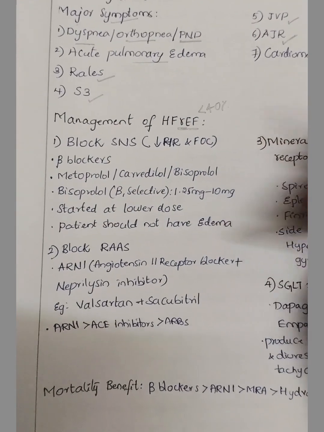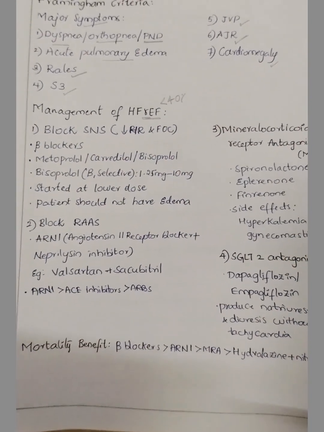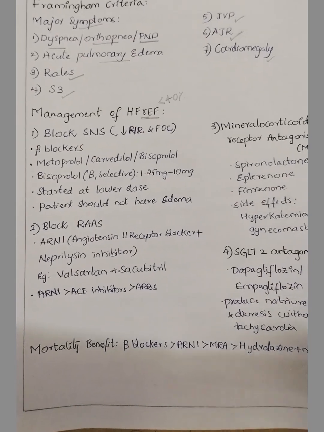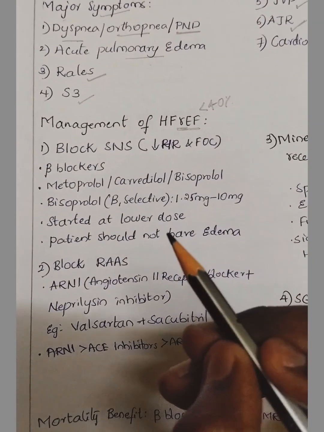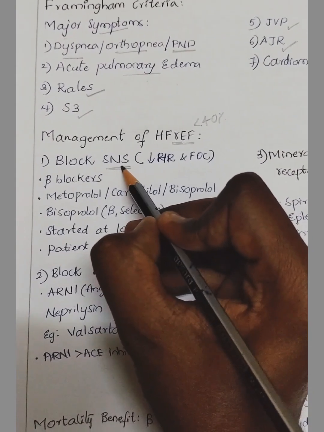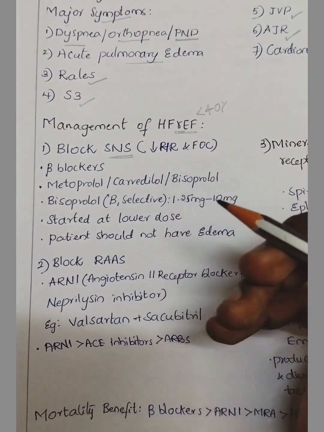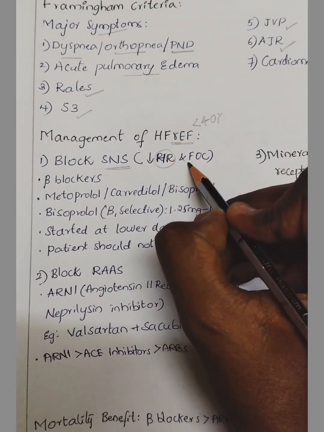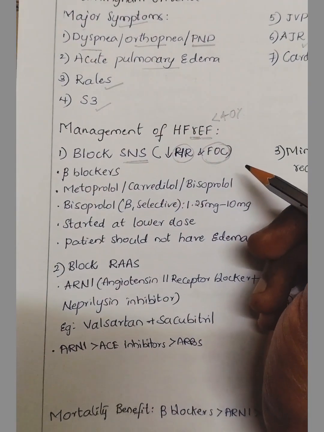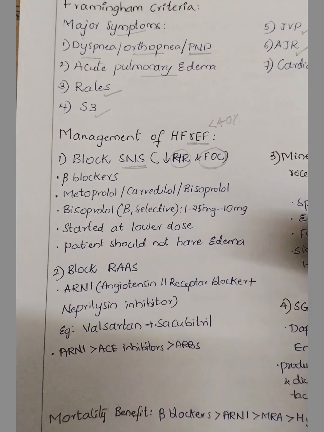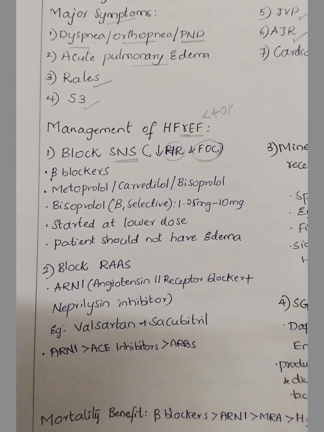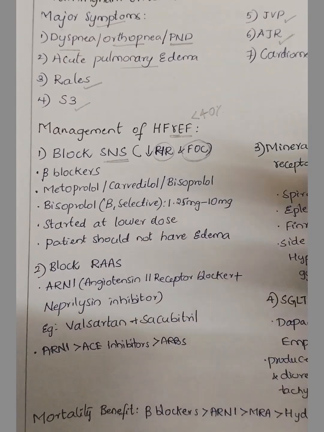So in this, there are mainly 4 classes of drugs used in managing the patient with reduced ejection fraction. The first part is we will block the sympathetic nervous system. SNS means sympathetic nervous system. The sympathetic nervous system is mainly responsible for the increased heart rate and increased force of contraction. So we'll give sympathetic nervous system blockers in order to block these. As a result, the heart rate will be decreased and the force of contraction is also decreased.